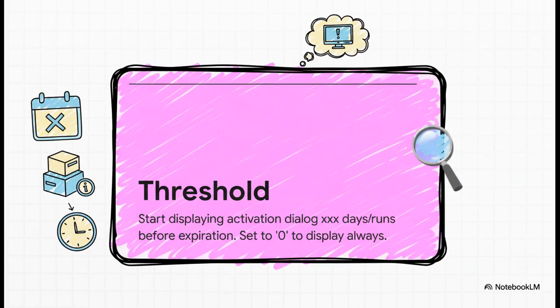Now, you probably don't want to bug your user with an activation dialog the very first time they open your app, right? That's where the threshold setting comes in. Think of it as your polite nudge-o-meter. It determines when that dialog starts showing up automatically. So let's say you have a 30-day trial and you set the threshold to 7. The user gets a smooth, uninterrupted experience for 23 days. But then for that final week, the dialog will pop up on every launch. And of course, if you set it to 0, it shows up right from the get-go.